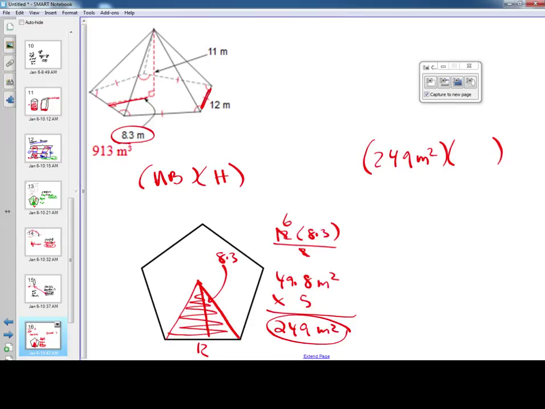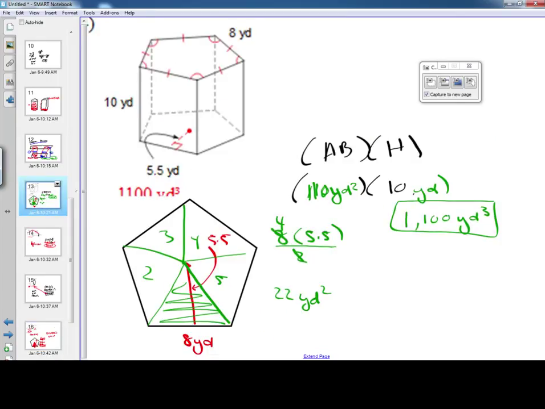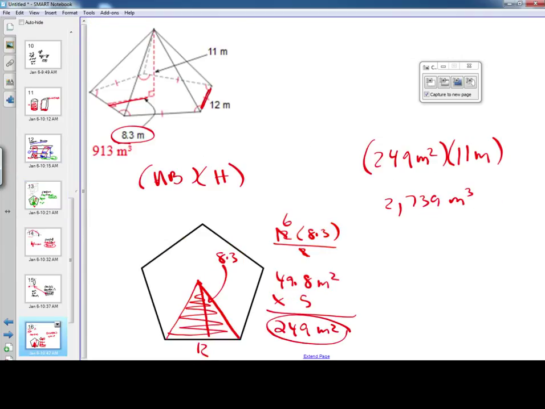What's the height here? The height of the whole pyramid thing? 11. Do you see it? Which is actually 11 meters. So 249 times 11, 2,000 something. 2,500 minus 249, so 2,739. Meters squared times meters is meters cubed. But that's the whole thing, if it was a whole right geometric solid. But it's not. I'm saying that this is the volume if it looked like that. You understand that? Because that's all I did: area of the base times the height.